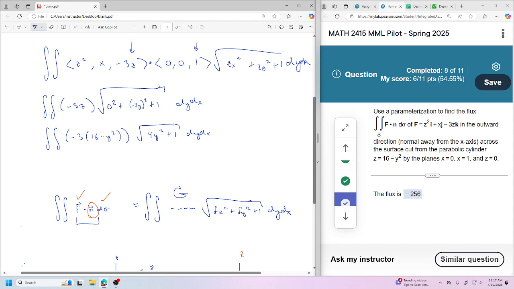The last thing I need is some limits. Again, we're looking at 2 dimensions, though. So they told us 0 for x, 1 for x. And we have this parabola that's going to hit at z equals 0. What if I just set those equal to one another? So, there you go.